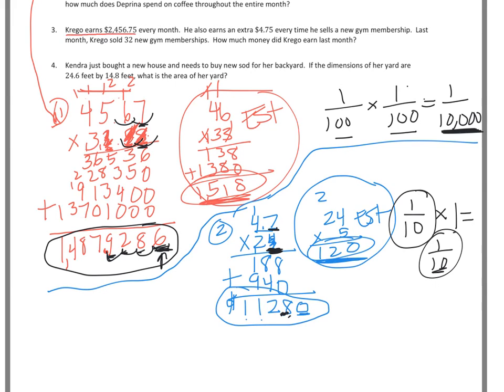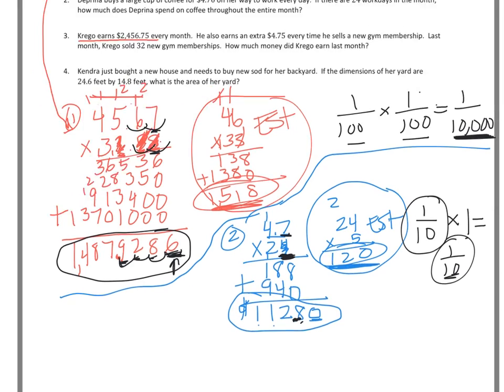Krigo earns $2,456.75 every month. He also earns an extra $4.75 every time he sells a new gym membership. Last month, Krigo sold 32 new gym memberships. How much money did Krigo earn last month?